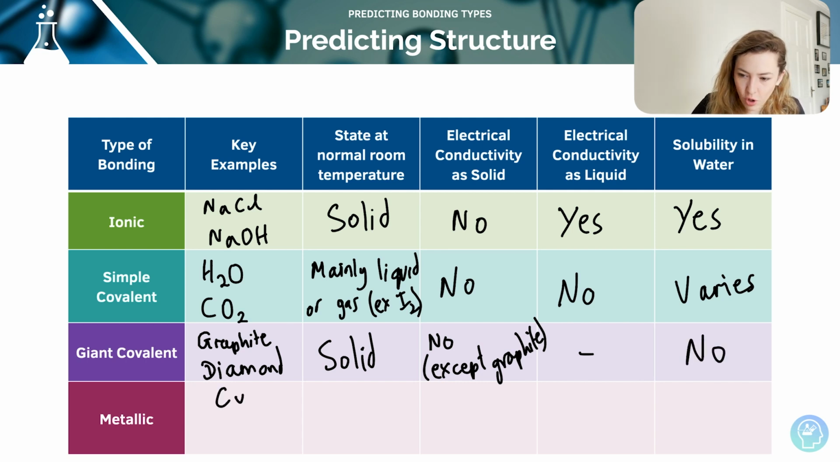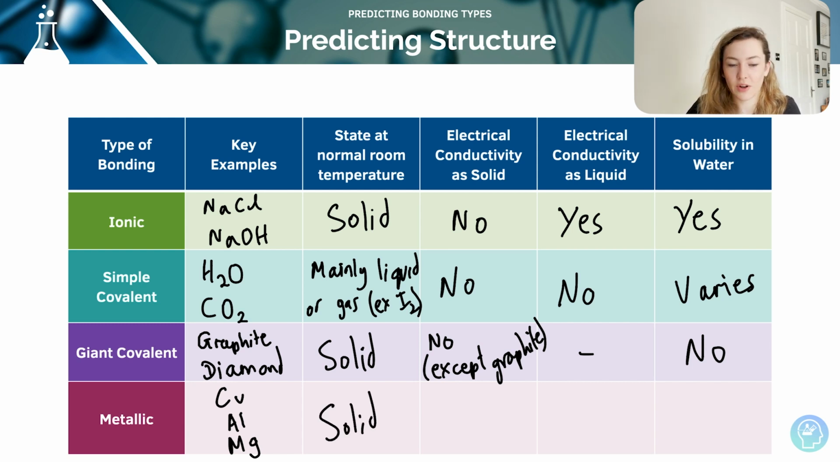And then we've got copper, aluminium, and let's pick magnesium. That's a good example of metals that we can come across. They are solid, of course, at room temperature and pressure. Obviously, we have some exceptions, our liquid metals, but for the most part, they're solid. Electrical conductivity, yes, of course, copper wiring. And as a liquid, yes, they've got those delocalized electrons and those mobile charged ions. And no, they are not soluble in water.